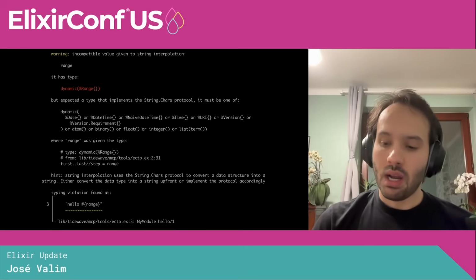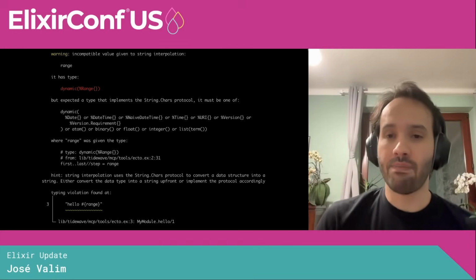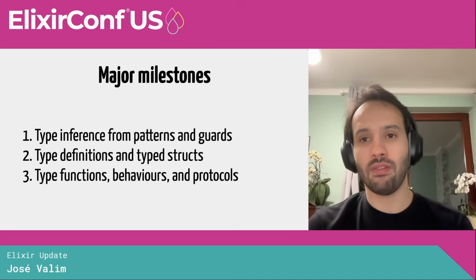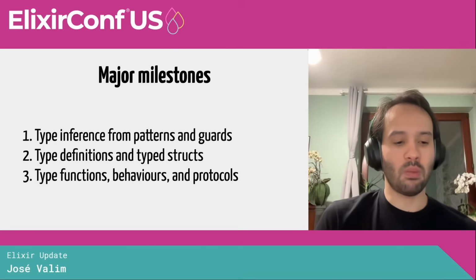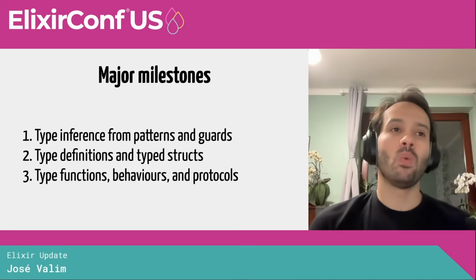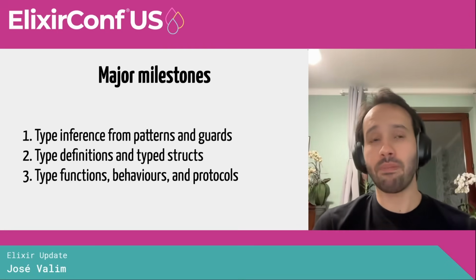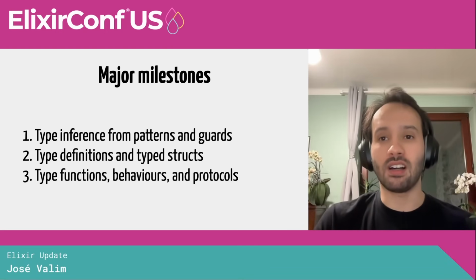But before going forward in the talk, let's step back and talk about the type system work that we have done so far. When we announced that the type system went from research into development, we broke it into three major milestones. We wanted to implement type inference from patterns and guards.